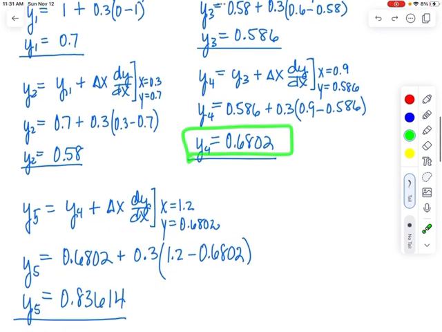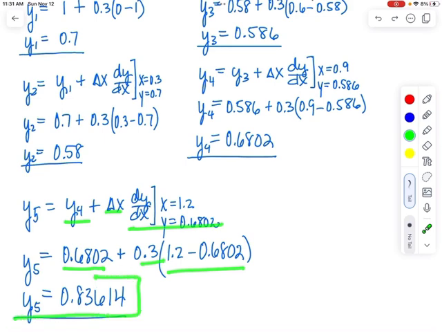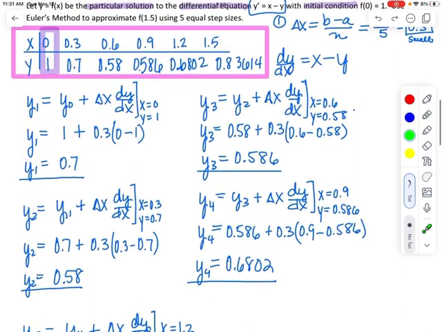So then we plug that value in. We're going for y sub 5. We get y sub 4 is 0.6802, delta x is 0.3, and then we evaluate x minus y at 1.2 and 0.6802. And we end up with 0.83614, and that is our approximation.